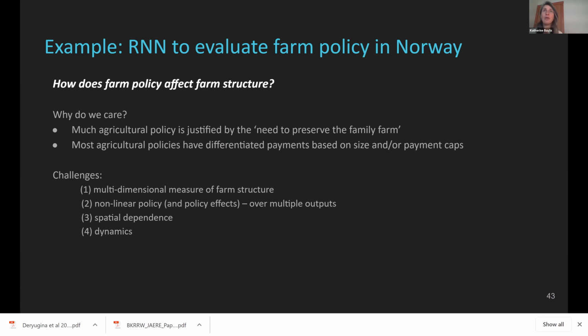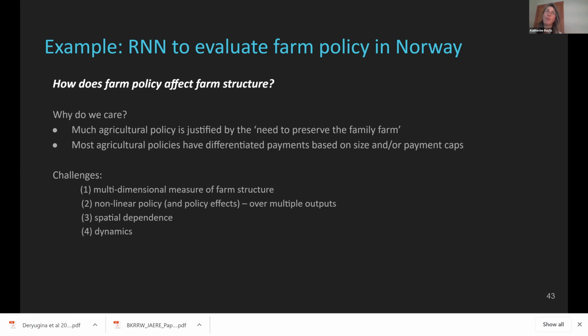Why do we care? In particular, we're going to look at the effect of farm policy on farm structure. Why do we care? Well, quite often farm policy, agricultural subsidies, are motivated by trying to preserve the family farm, right? That we care about farm structure, that there's something inherently desirable about having a certain farm structure out there. And there's been a lot of tweaking of farm policy to make sure it's not going to corporate farms, that it's really doing what it's meant to do in terms of preserving the family farm, however you define it.